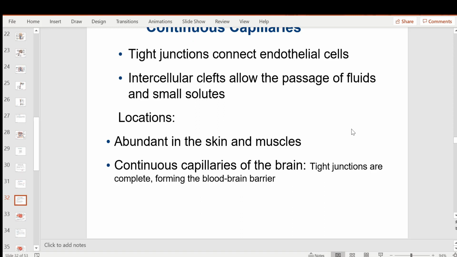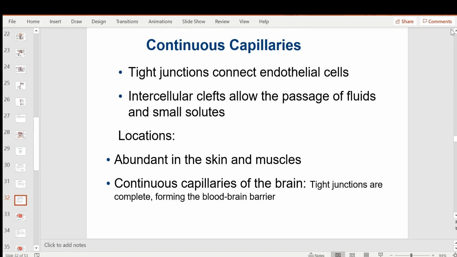Highly porous. So continuous capillaries, why least permeable? Because tight junctions connect the cells. So the endothelial cells in the wall of the continuous capillaries are connected by the tight junctions. Make sense? That's why least permeable.